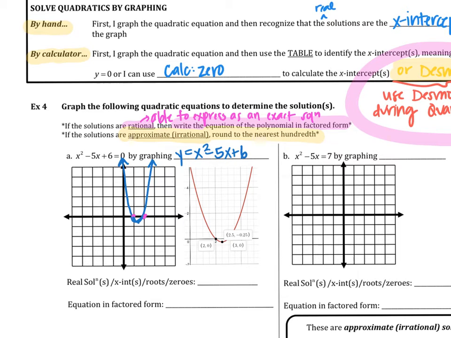I also graphed it in Desmos. And notice my x-intercepts. I also put the vertex on there just for you to see. But my real solutions are x equals 2 and 3. And if you wanted to write the equation in factored form, that would be correct. Now, please note that these two answers, 2 and 3, are rational solutions because they're exact, meaning I could have also found them by factoring.